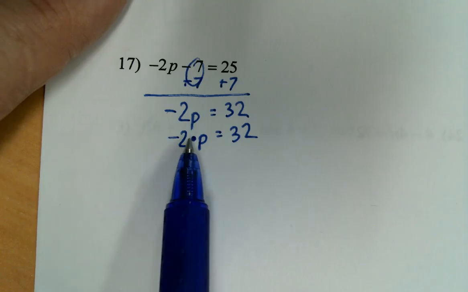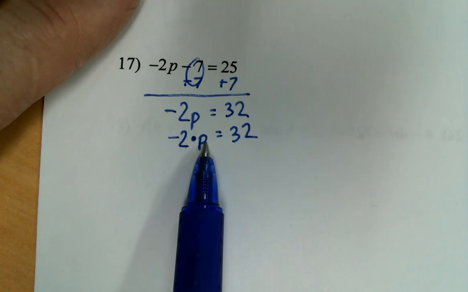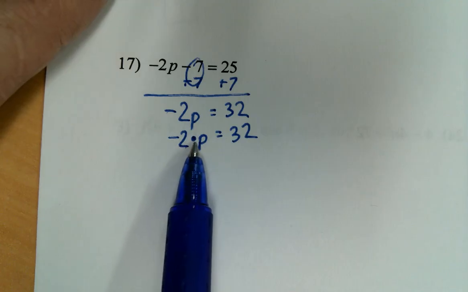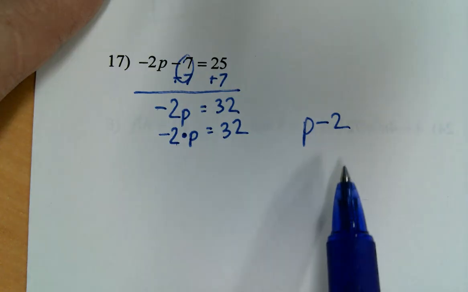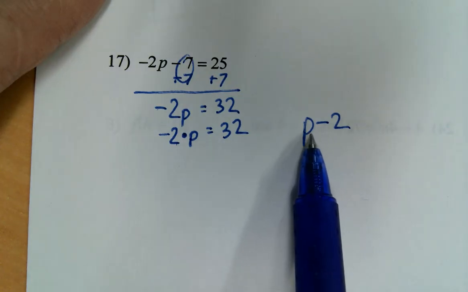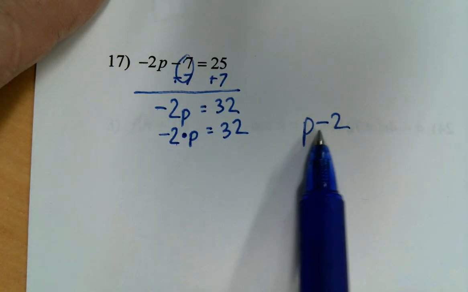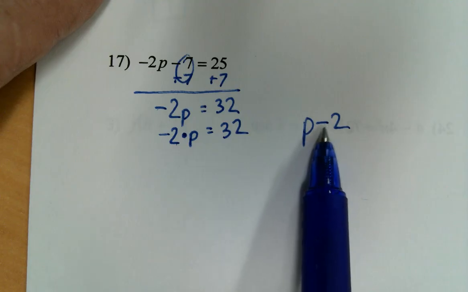Okay, you've got to know what's going on between the variable and the number. Between the -2 and the p is a multiplication problem. The contrast of that would be this. What operation is going on between the p and the 2? What thing is in between those two? In between them is a subtraction problem.